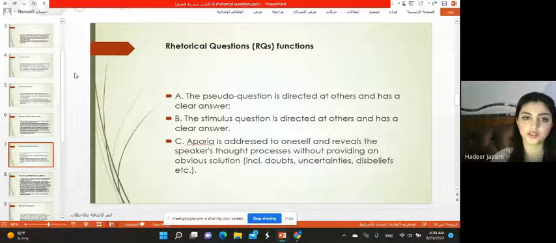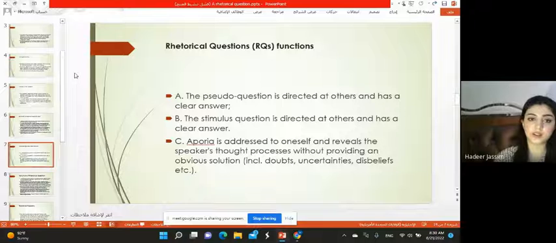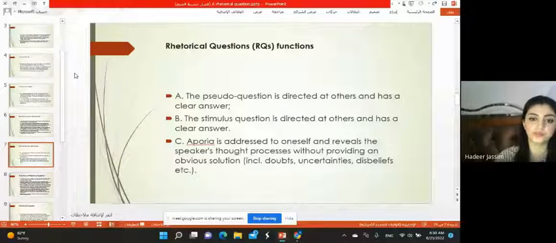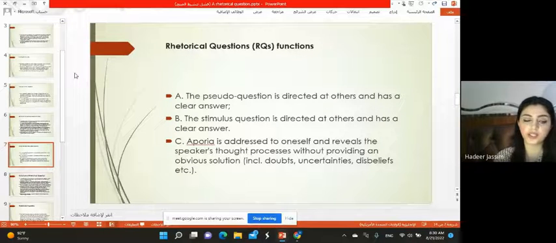Rhetorical question functions. The pseudo question is directed at others and has a clear answer. And B, the stimulated question is directed to others and has a clear answer. And the third function is the aporia, which is addressed to oneself and reveals the speaker's thought processes without providing an obvious solution, for example, including doubts, uncertainty, disbelief, and so on.